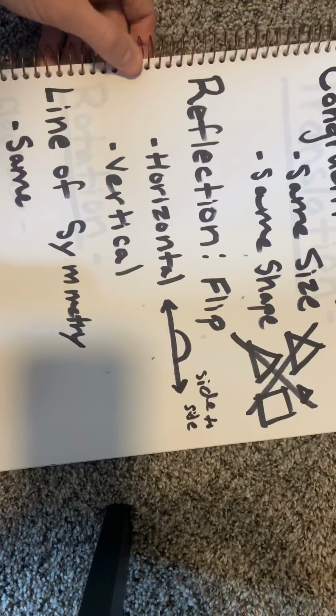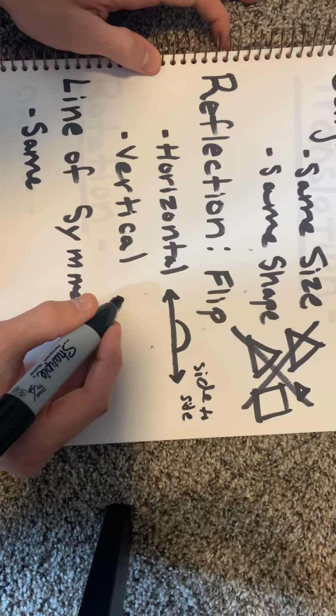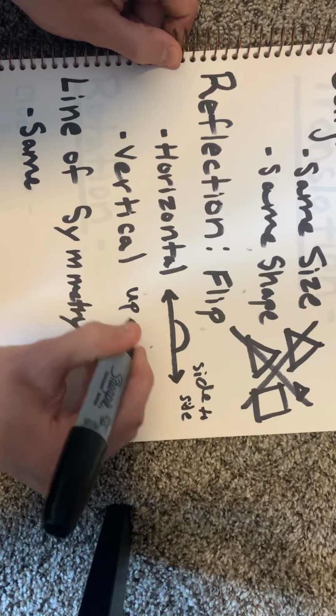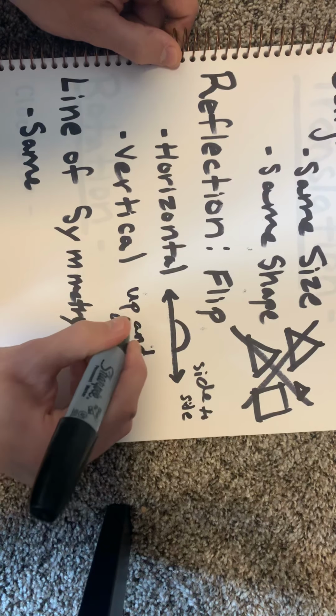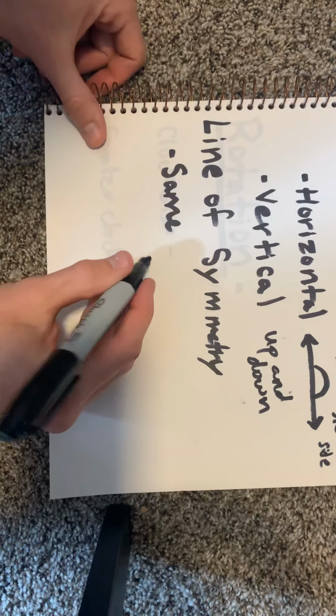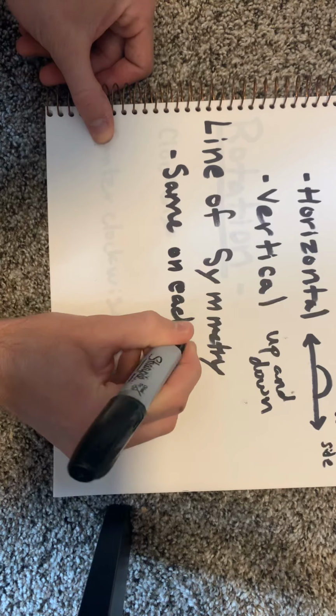And our vertical reflection, vertical is going to be up and down, up and down. One more word that we went over is line of symmetry. Line of symmetry is going to be the same on each side. And that kind of goes along with our reflections.